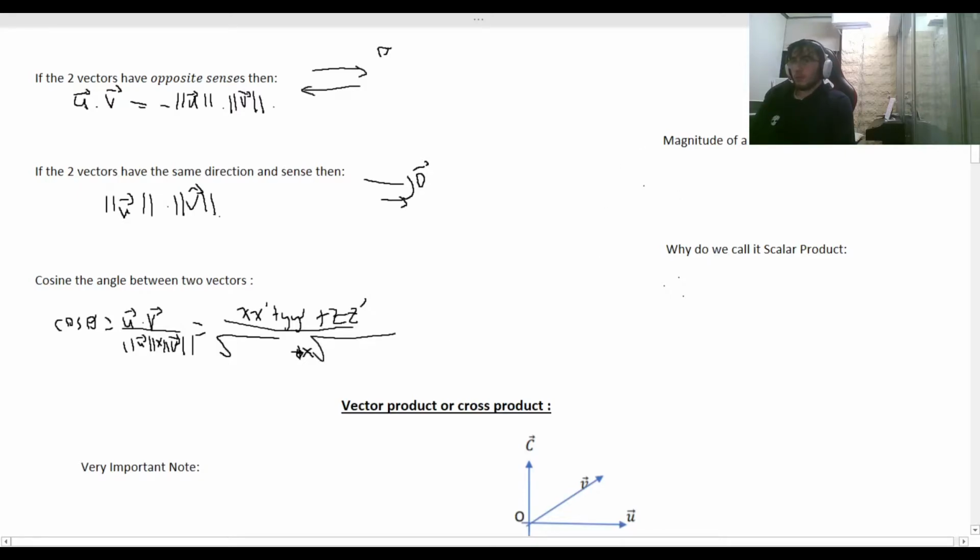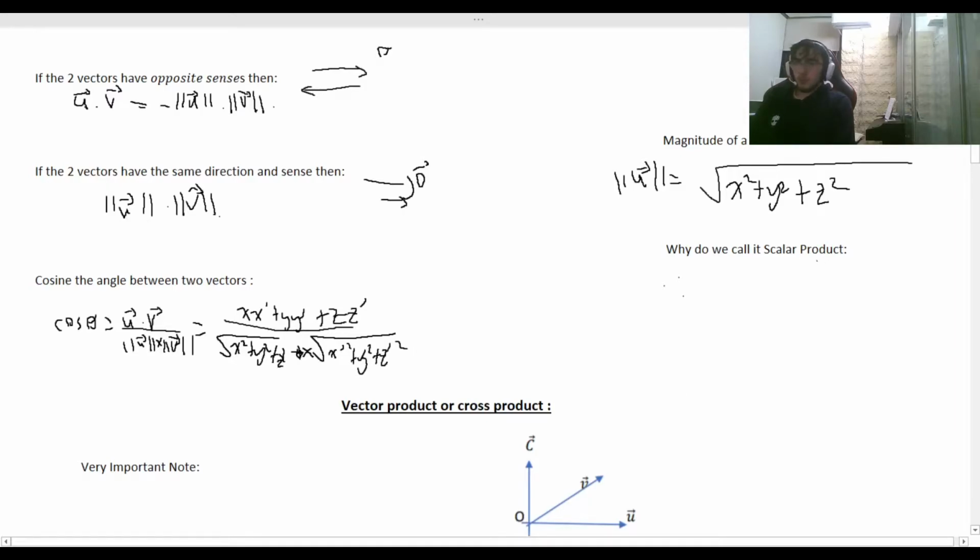Okay, the magnitude of a vector, we all know that the magnitude of a vector is equal to the radical of the vector's components or coordinates squared. So it's radical x squared plus y squared plus z squared. Then in this case it's equal to radical x squared plus y squared plus z squared, times radical x prime squared plus y prime squared plus z prime squared.